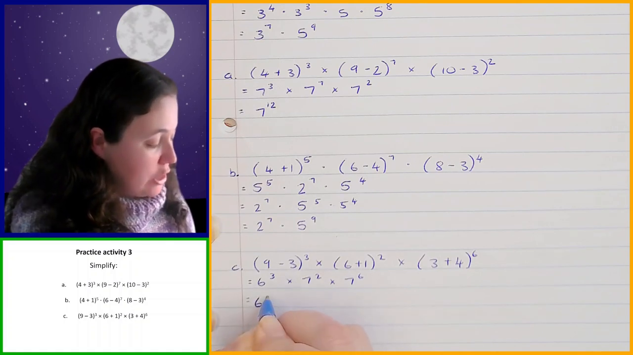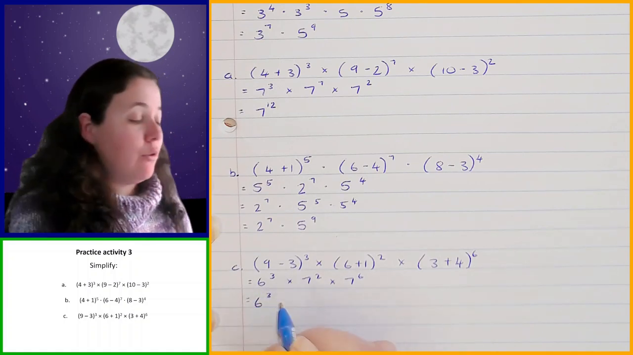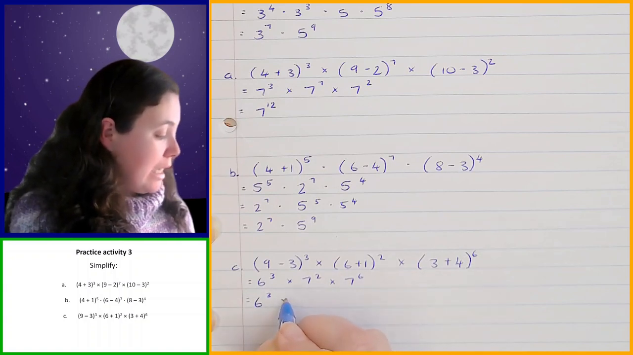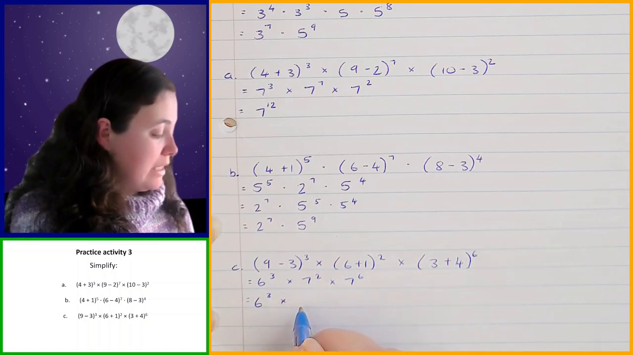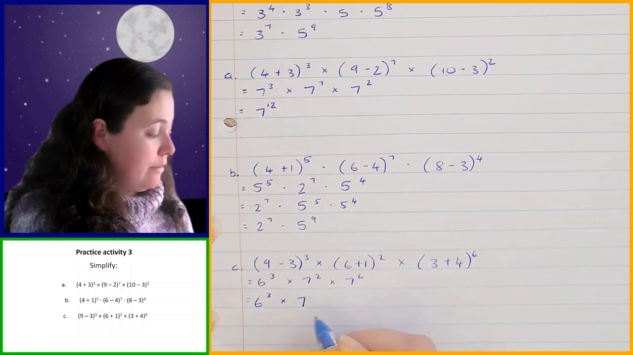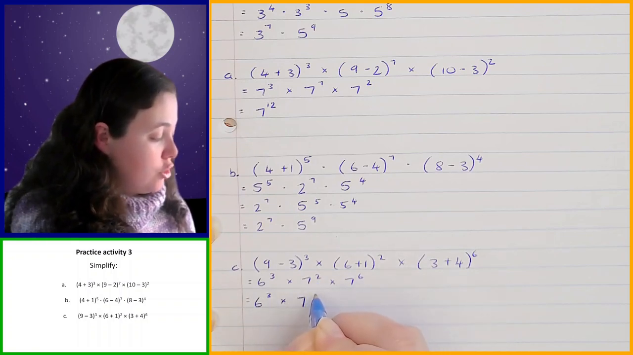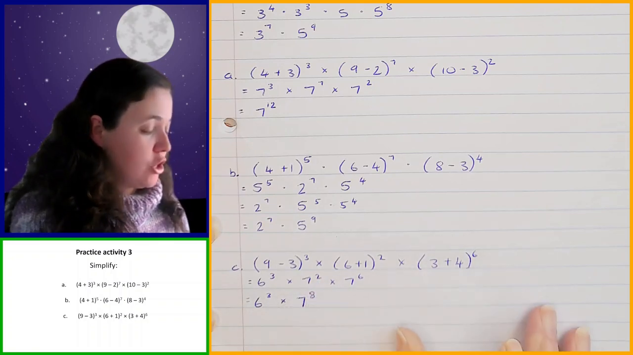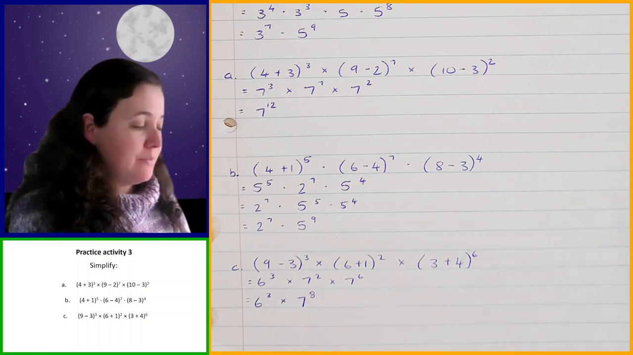So that's going to be 6 cubed. It stays the same because there are no other powers that have the same base. Times 7 squared times 7 to the power of 6. The bases are the same, so it stays the same, and I add the exponents. 2 plus 6 is 8. So you should have got 6 cubed times 7 to the power of 8.